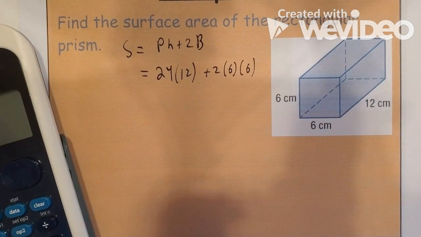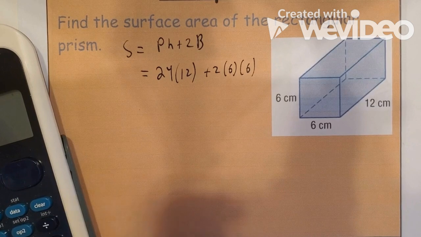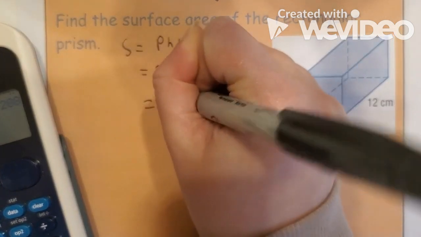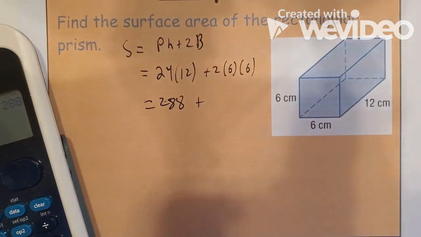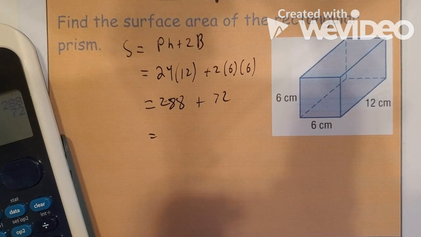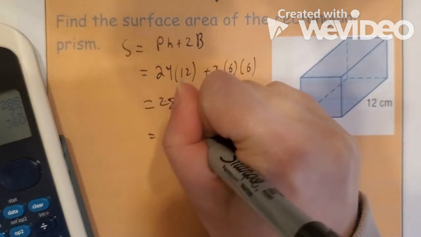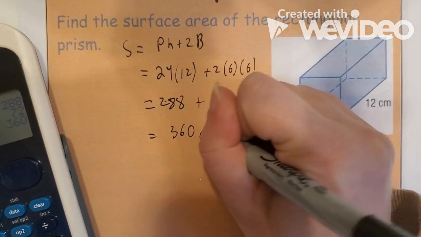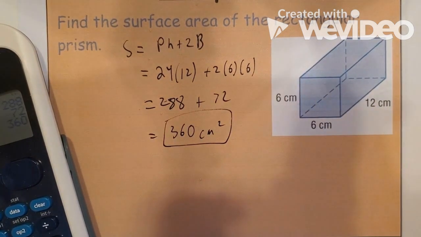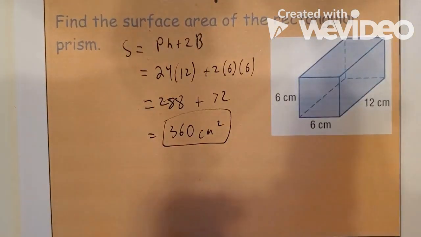So 24 times 12 is 288, plus 2 times 6 is 12, times 6 is 72. So this is going to be, wow, 360, again, centimeters squared. I swear that wasn't intentional. And it's still centimeters squared because it's area. Okay?